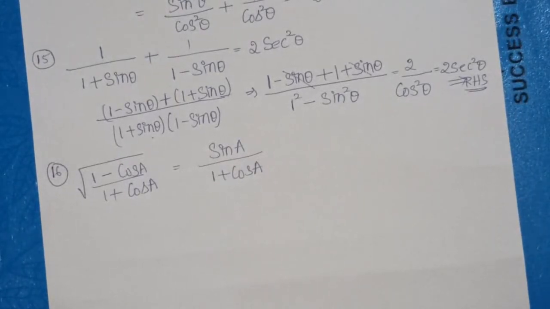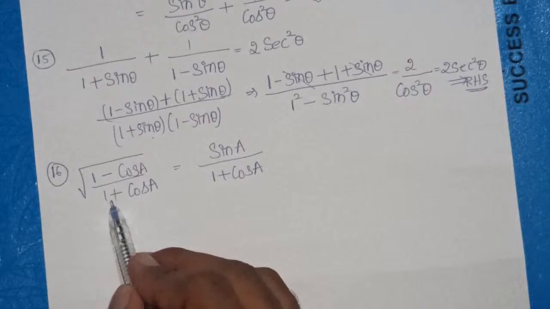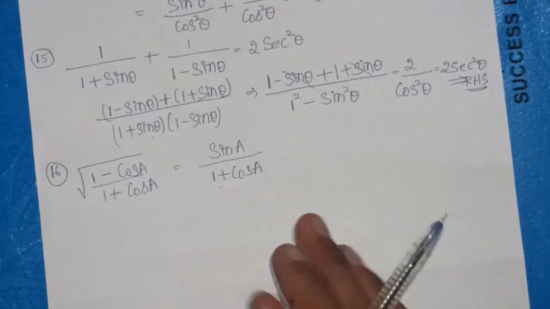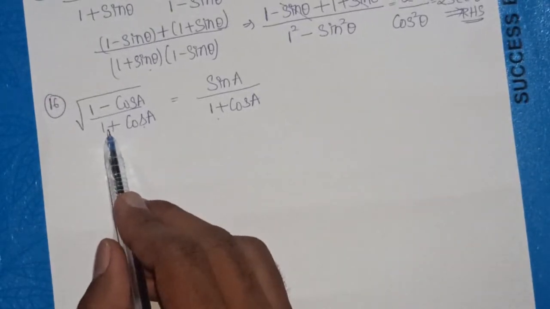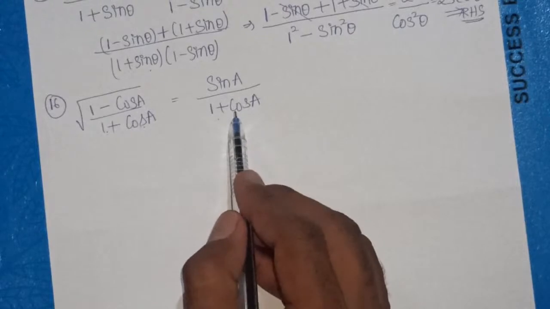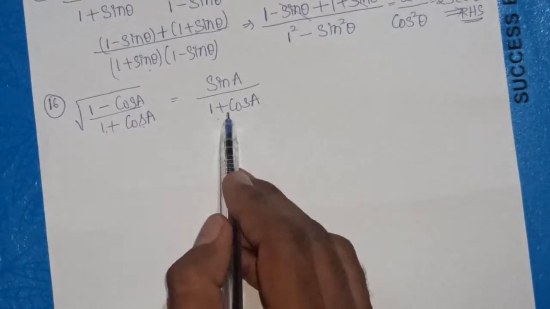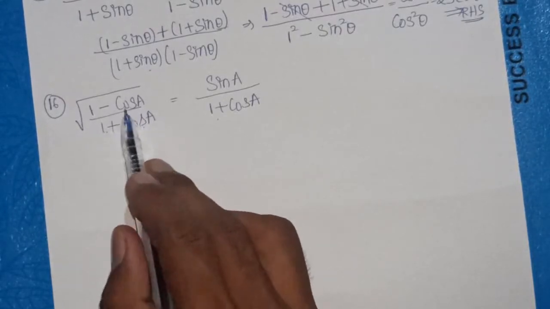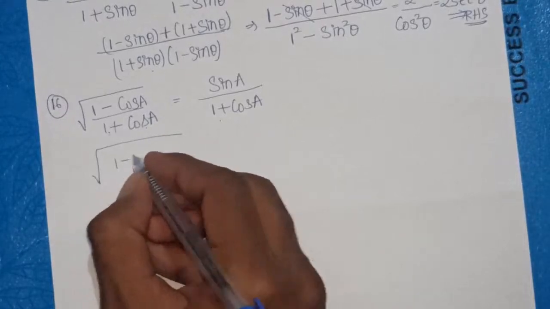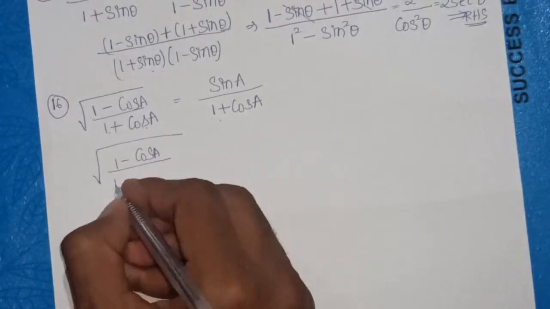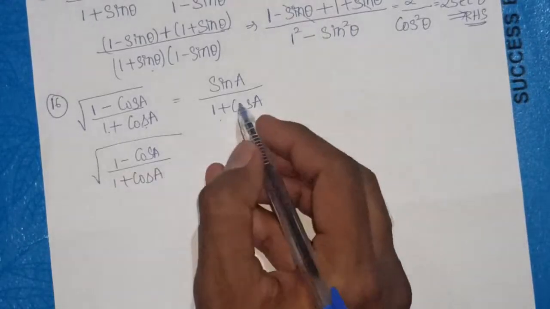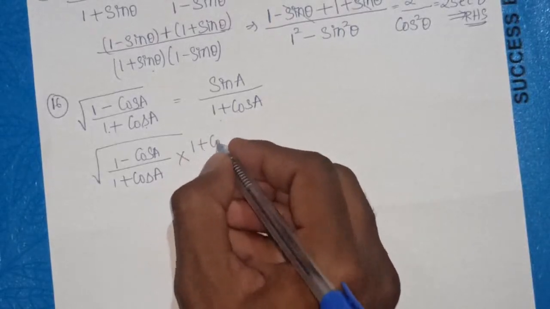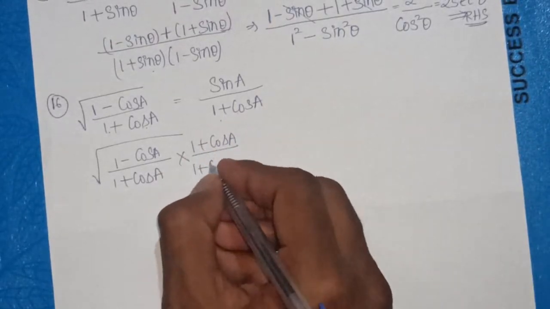Now let's move on to the next question. Under root 1 minus cos a by 1 plus cos a will be equal to sin a by 1 plus cos a. By taking LHS, we need to prove RHS. In this question, the denominator will be 1 plus cos a, so even in RHS we need to get 1 plus cos a. To get this, we need to multiply and divide 1 plus cos a for LHS, that is 1 minus cos a by 1 plus cos a. To get the denominator of RHS the same, we need to multiply with 1 plus cos a by 1 plus cos a.